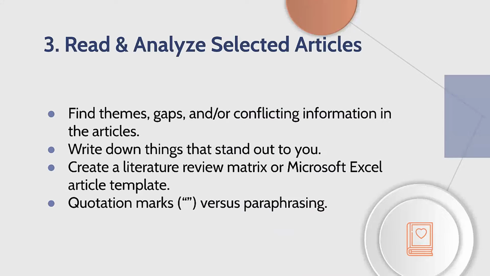Step 3, reading and analyzing. You're finding gaps, themes, and conflicting information in the articles. There are two popular ways to format your lit review: either thematically, so identifying those themes, or chronologically, so you can identify how the topic has changed throughout the years. Pick what works best for your topic, but that thematic structure is typically the most popular.